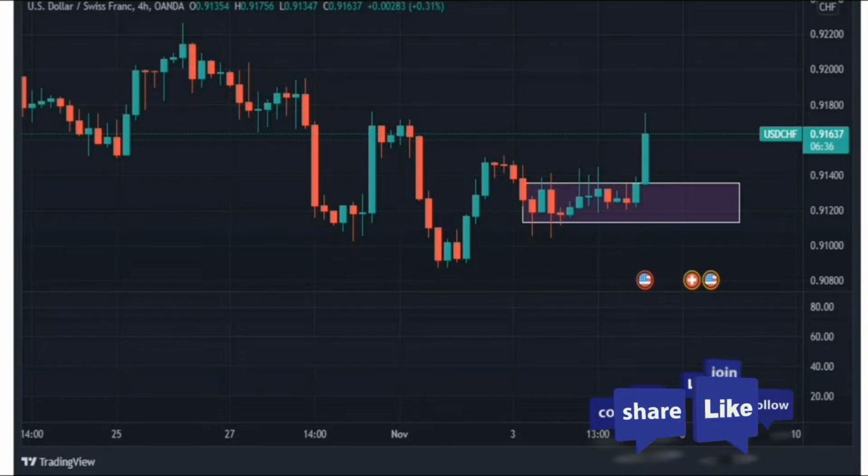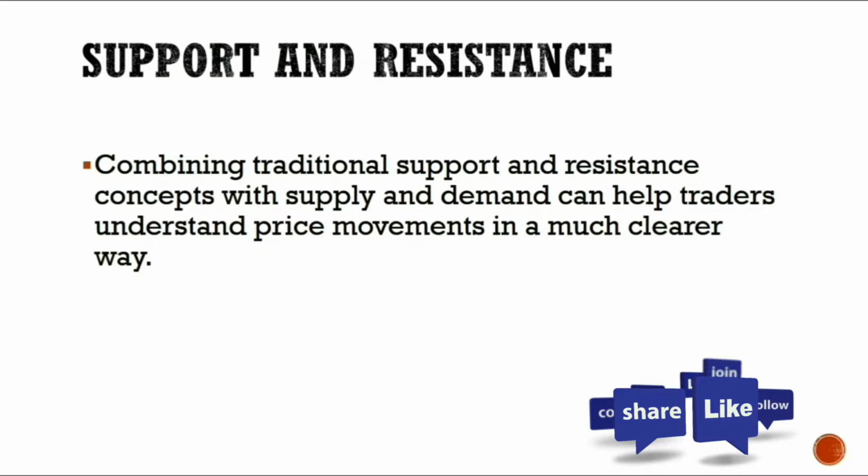So let's look at how we can use support and resistance when using supply and demand zones. Support and resistance zones are natural support and resistance levels, so it's important to pay attention when we see these levels on our chart. When we combine our traditional support and resistance, it can help us to understand price movement in a much clearer way. So if you are using a supply and demand trading style, it is important to also add your support and resistance levels on the chart. Let's look at this chart.